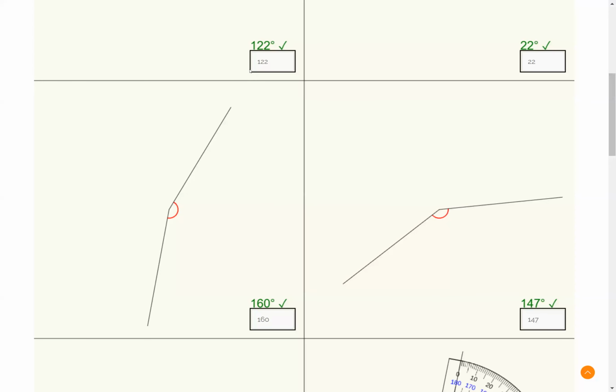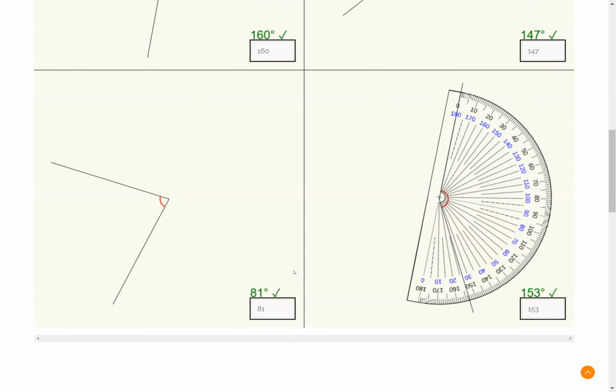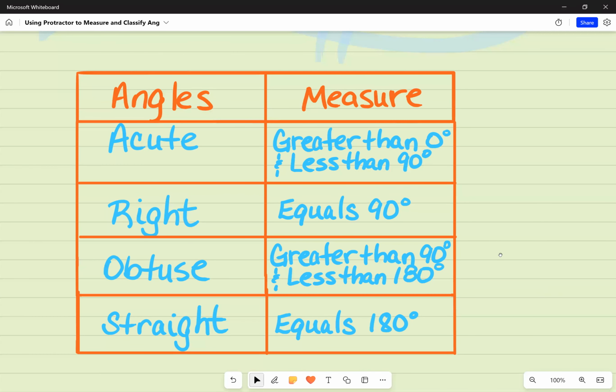The first one, since it's greater than 90 but less than 180, is obtuse. And the one that's 22 is acute. 160 is also obtuse. So is 147. 81 is going to be acute. And 153 is obtuse. I didn't see any that were exactly 180, which would have been straight, and I did not see any that were exactly 90, which would have been a right angle. But we will deal with some of those in class.